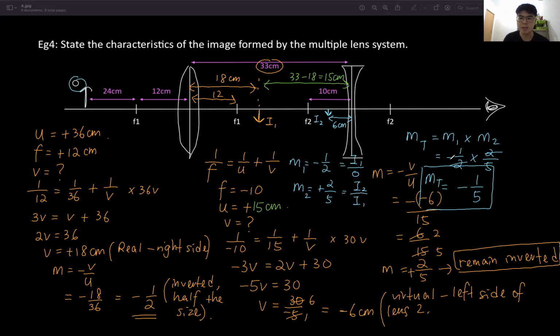So now you can see -1/5. Negative means what? Negative is the inverse of the original orientation. So if it's originally upright, that means the final image is inverted. And the final image is 1/5 of the size of the object. If this is 5 cm, this is 1 cm, like this. So the object undergoes 2 refractions in 2 lenses, like this.